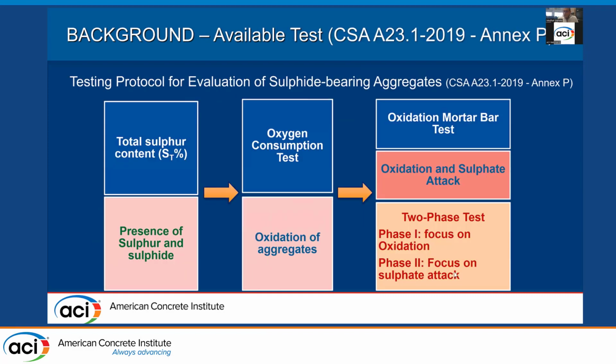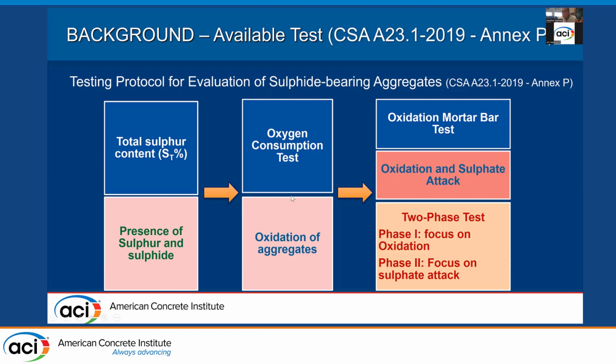Rodolfo also presented what we included in the CSA in Annex P, which is the work that my colleagues at Laval University have produced, a protocol consisting of 3 tests. The first one is a chemical test, total sulfur. The second one is oxygen consumption. And then we have a mortar bar. Again, if I refer that to the mechanism, the first one is about the reactant. Is the reactant there or not? The sulfur and sulfide, do we have enough of it?